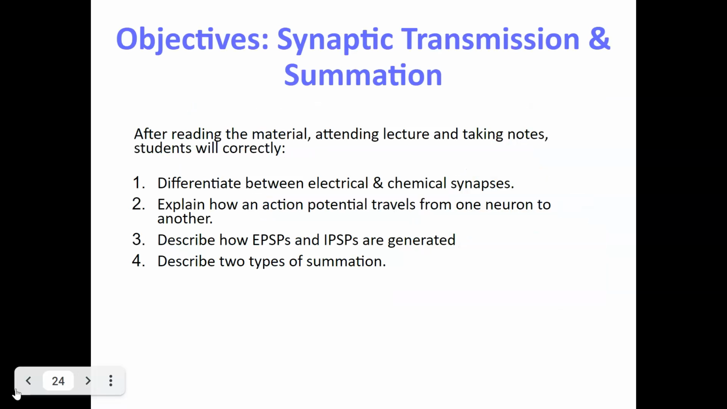Here are the learning objectives. We'll first differentiate between two types of synapses and explain how electrical signals travel from one neuron to another. And then we'll talk about graded potentials, which are also known as postsynaptic potentials, or PSPs. We will learn how they're generated, how they're spread through the cell membrane, and how they affect transmission of an action potential down a neuron.